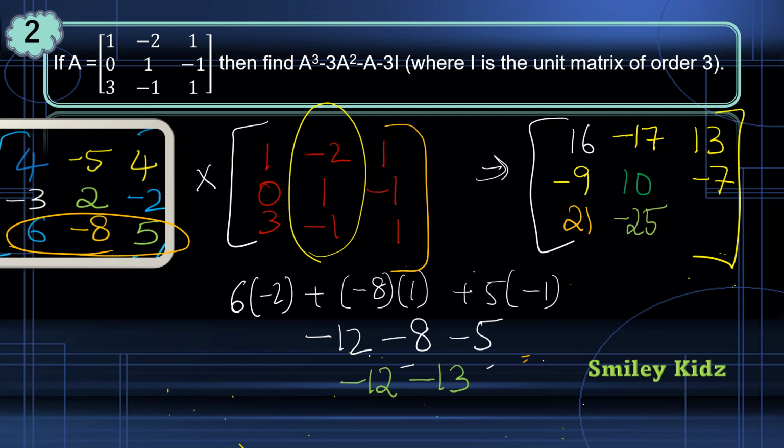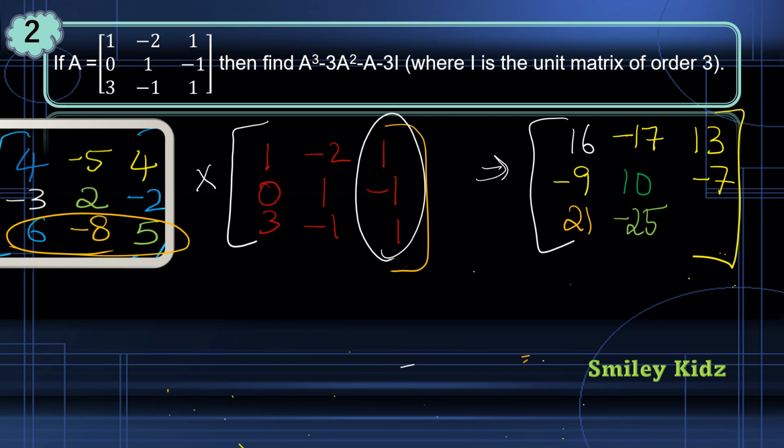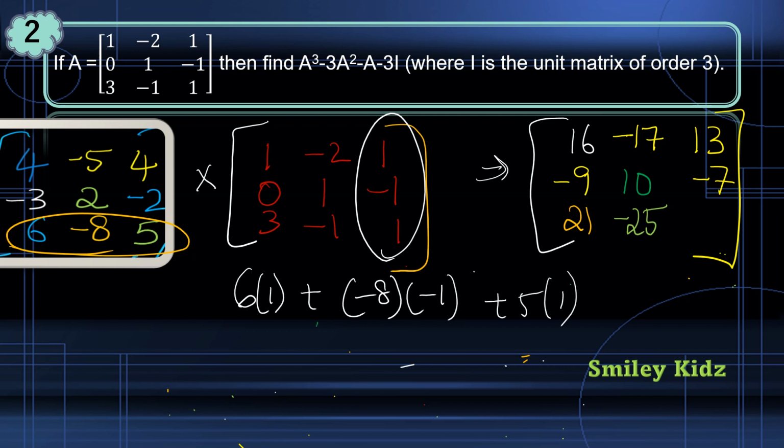Fine, now let's move on to the last column. We'll be having, hold on, let's erase all of this. Yes, 6 into 1 plus minus 8 into minus 1 plus 5 into 1. That will be equal to 6 plus 8 plus 5. 14 plus 5, that is 19. Here we go, we have the A cube.